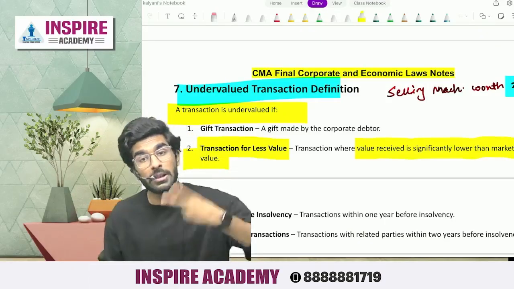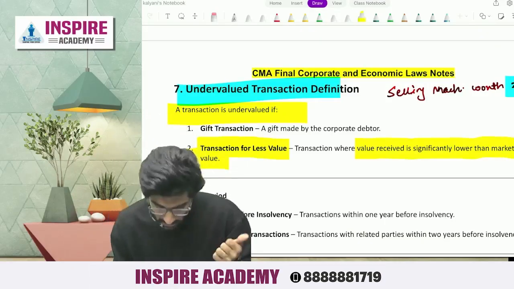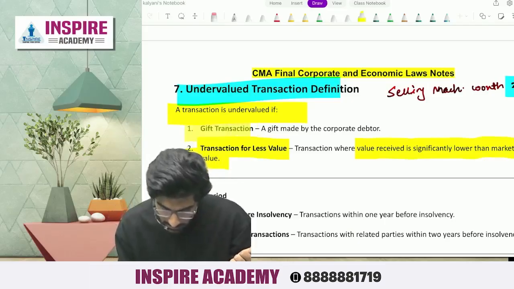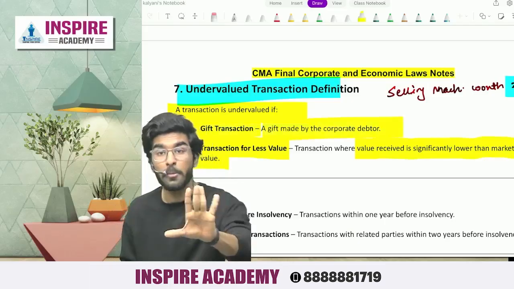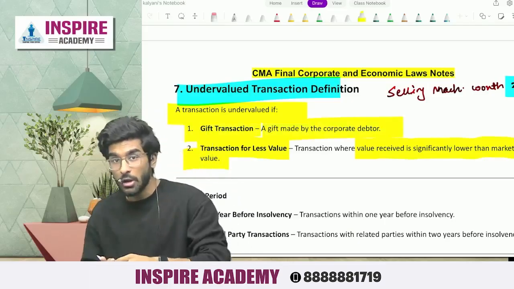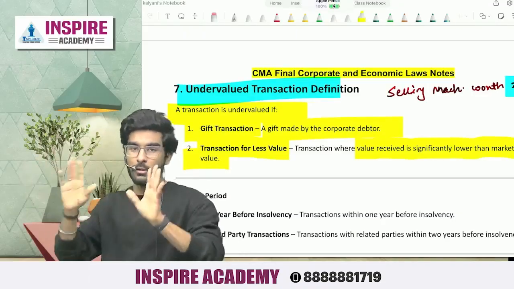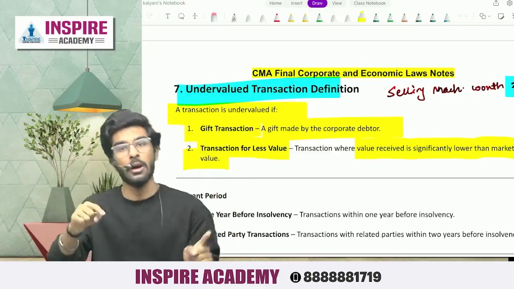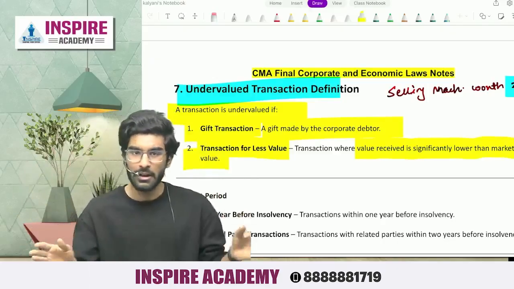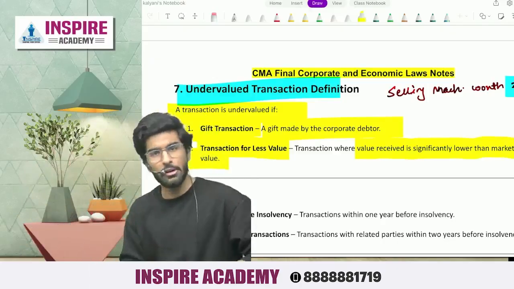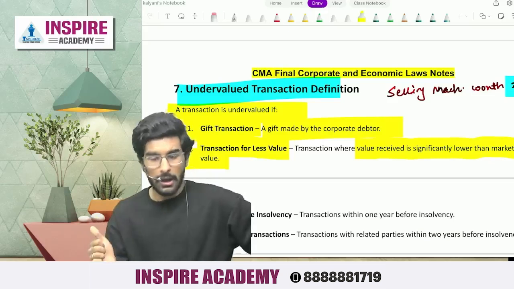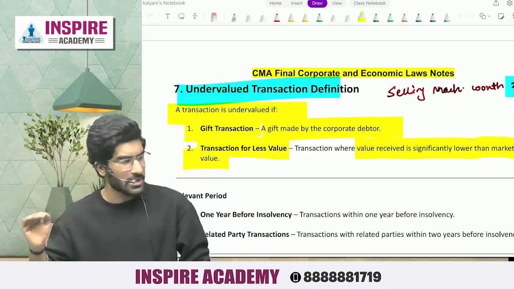Okay. Now people, there is one more category of undervalued transaction. That is called a gift transaction. A gift made by a corporate person. So he is not underselling his assets, he is giving the assets for free. People, do you think it makes sense for the creditors? Never. So a transaction is undervalued if two things happen. Number one is if you are selling it for a very, very less value.